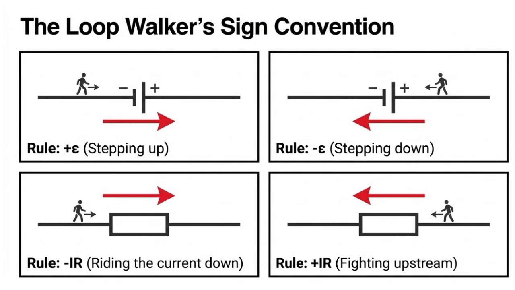Now, when the walker moves through a resistor in the same direction as the current, it's like riding the current downhill, so the voltage change is negative. But if they're moving against the current, like walking upstream, the voltage change is positive. This way of thinking helps us keep track of voltage changes consistently when analyzing circuits.